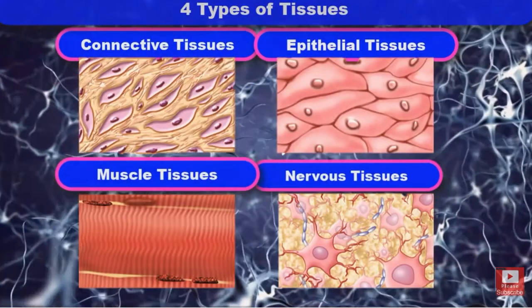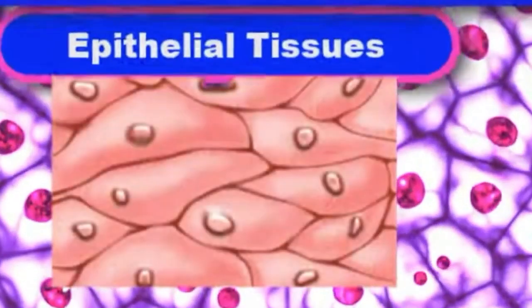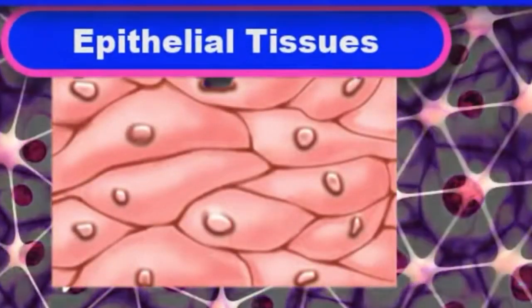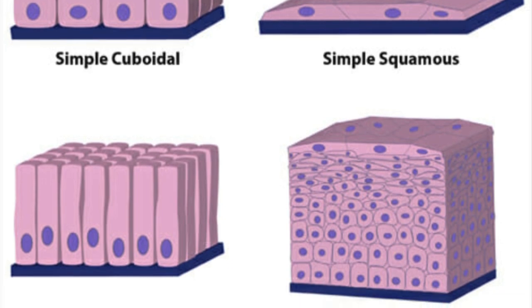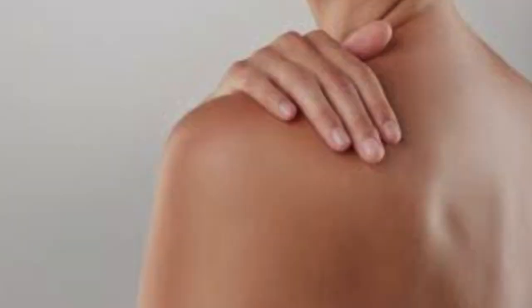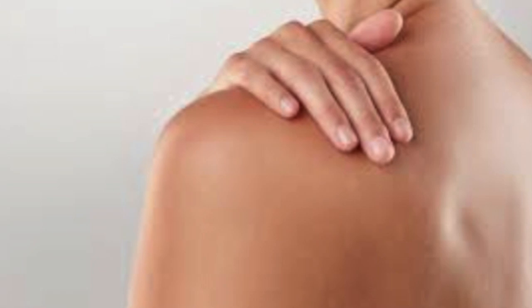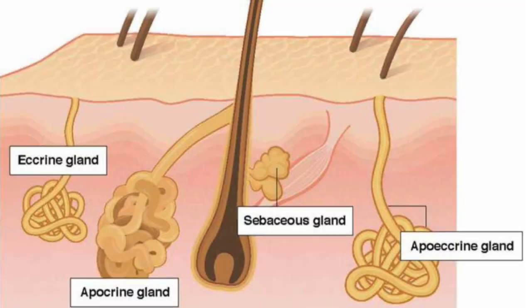Now, in the human body, we have 4 basic tissues. The first we're going to talk about is the epithelial tissue. The epithelial tissue lines every hollow organ and cavity within the body. It also covers our body, in fact it is the skin, and forms glands.